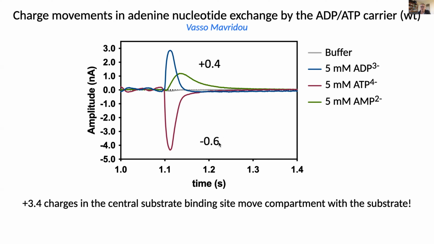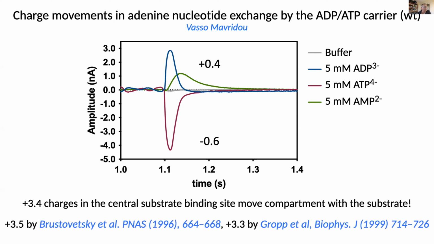And so the way that the carrier has solved this problem is that it has given the electrophoretic advantage of ATP and passed it on to ADP, so that even in the presence of the membrane potential, you have a stimulation of ADP import as well as a stimulation of ATP export. So this is how the carrier has evolved to deal with this problem of the membrane potential opposing translocation. It is by the central binding site, where the positive charges of the binding site move with the substrate.